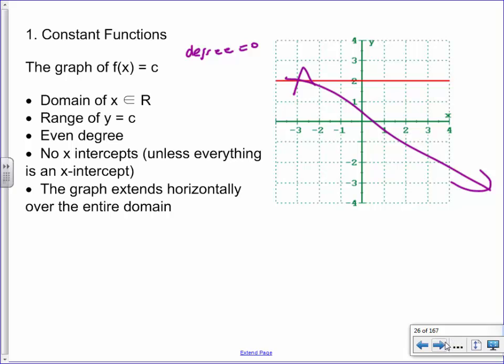So, how am I doing so far? Is that mostly a review? Okay, take 5 minutes. Because after that, we're going to build on the new ones: the cubics, the quartics, and the quintics. So, take a 5-minute break.